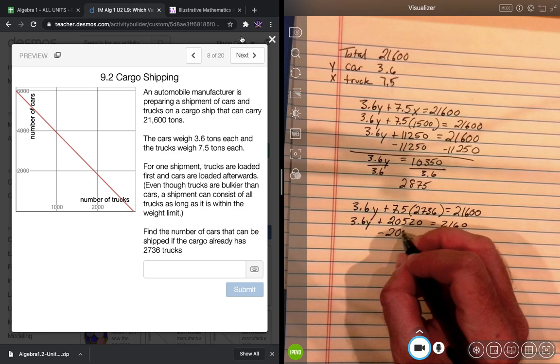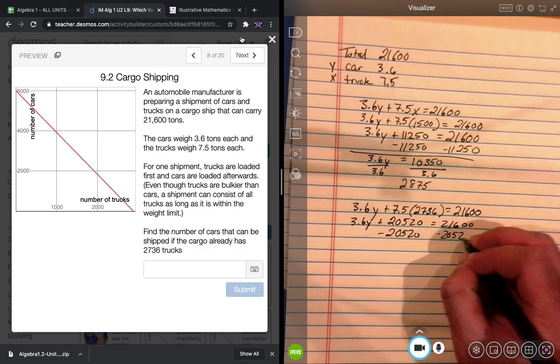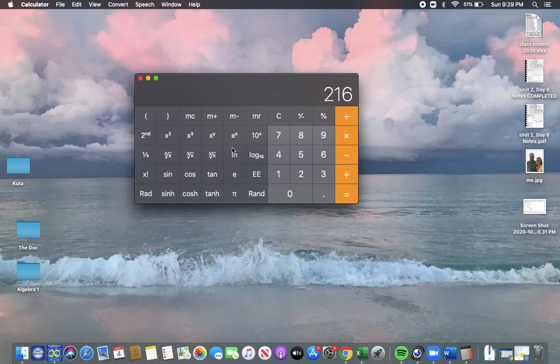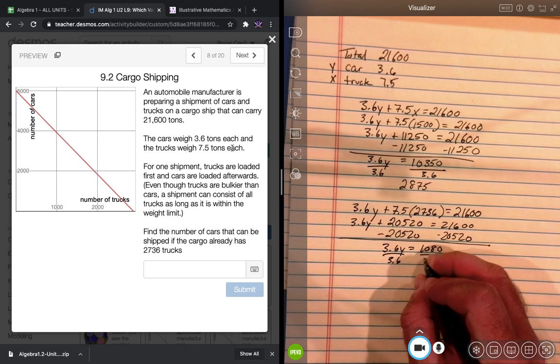Similar to what we've done, you move it over. I move it over. Okay, so now I'm going to take that 21,600 and I'm going to subtract the 20,520. Okay, and I get 1080. So now I'm going to have 3.6y equals 1080. Divide that by 3.6.